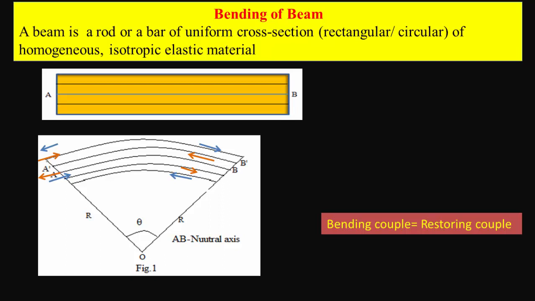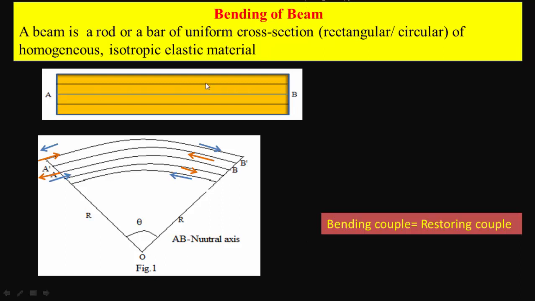Friends, today we are going to see some of the concepts related with bending of beam. Before going to start, we firstly see what we mean by a beam. A beam is a rod or a bar of uniform cross-sectional area. The area may be rectangular or circular, and it is made up of homogeneous isotropic elastic material.